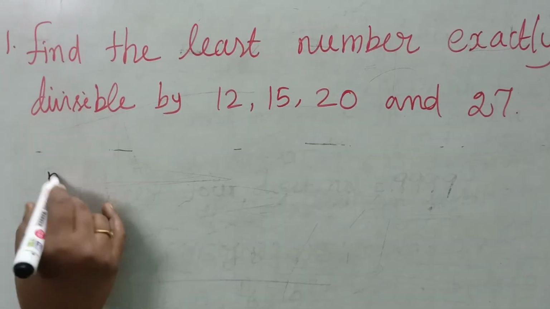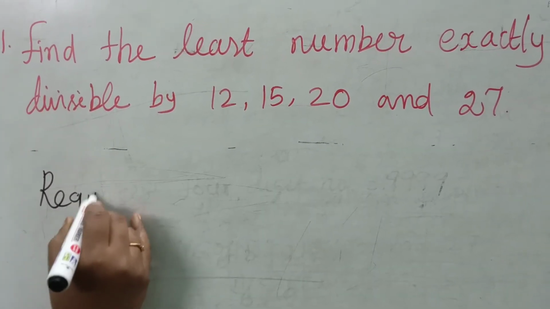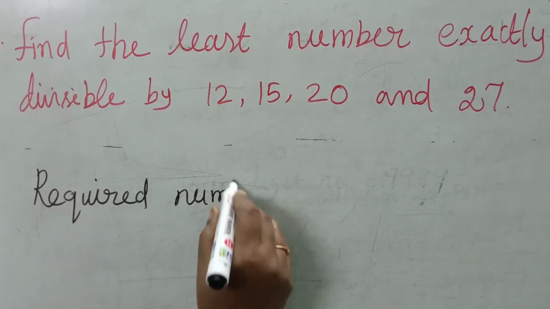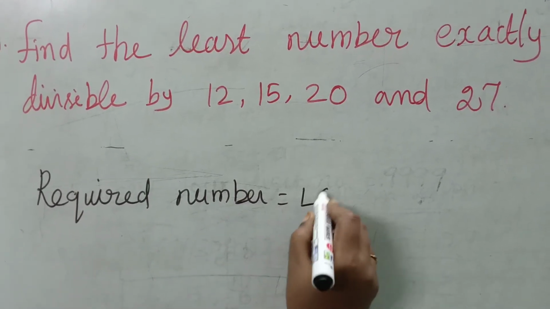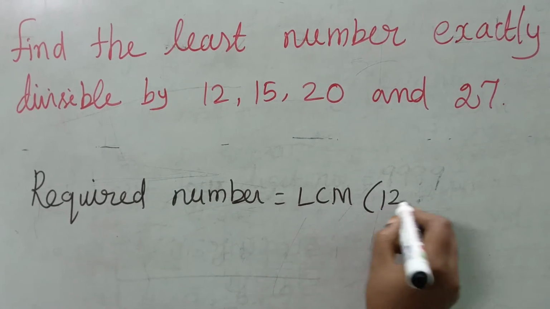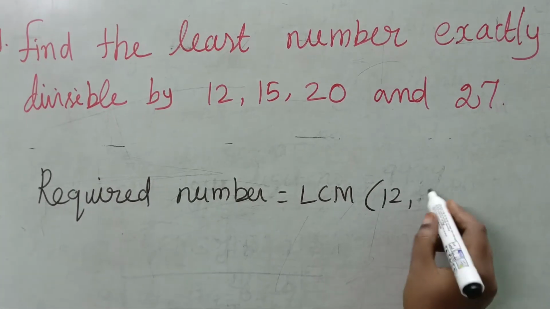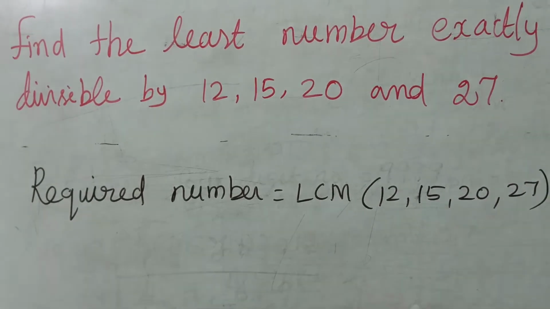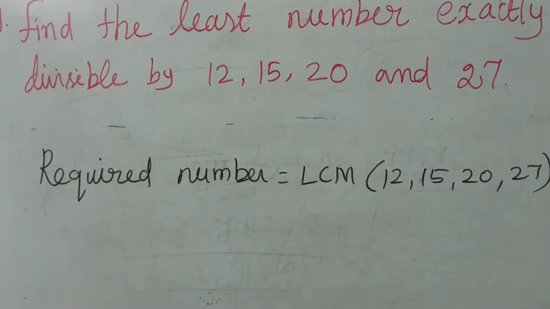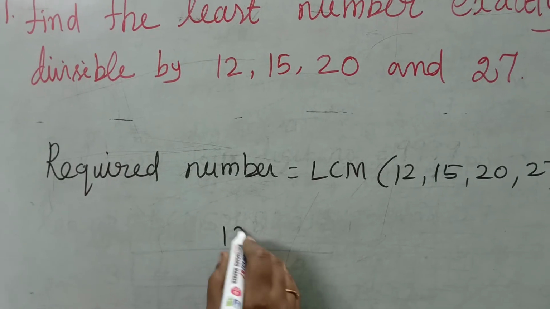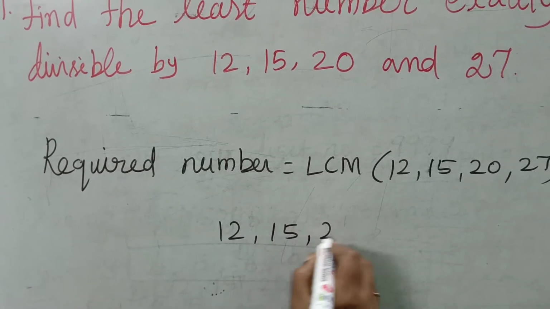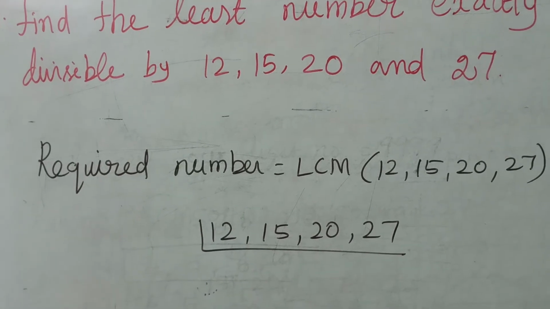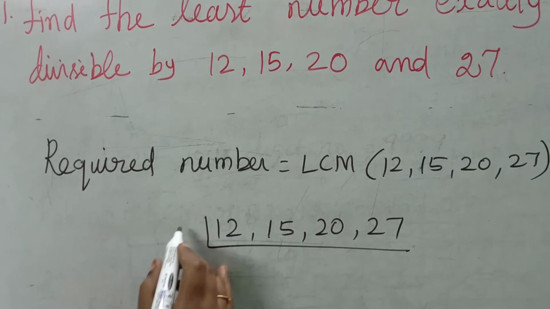Required number is equal to the LCM of the given numbers 12, 15, 20 and 27. We are going to find the LCM by the common division method. That method is easy here. If I use factorization, it will go long. These four numbers must be divisible by the 3 table.